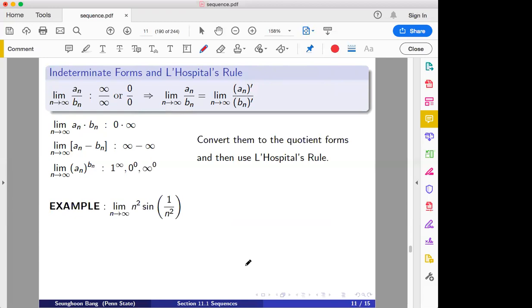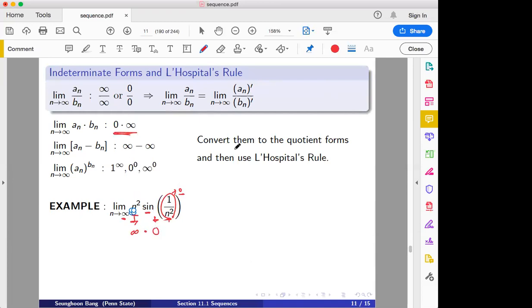Example: the limit of n squared times sine of 1 over n squared. So what happens here? This n squared approaches infinity. You plug infinity in, and the 1 over n squared approaches 0. What is sine of 0? Sine of 0 is 0. So it is exactly a 0 times infinity form.